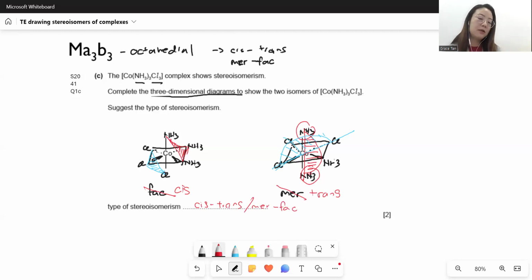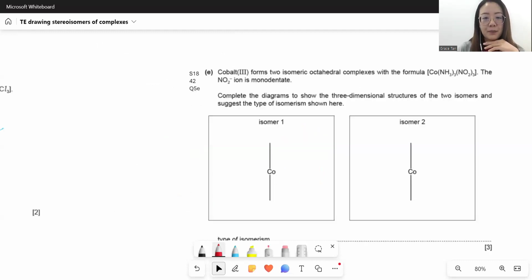So now you know your passing will start asking things that are not in your syllabus. Okay, that is the last example, which is MA3B3. Of course, there is another pass here. Okay, they came out.